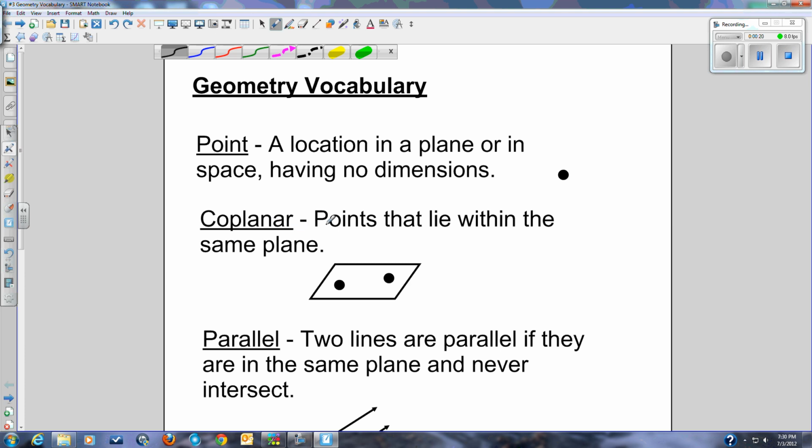Coplanar. Points are coplanar if they lie within the same plane. So here's a picture of a plane and 2 points that are on that plane or on that same flat surface. That's a good way to think of a plane. So those 2 points are coplanar.